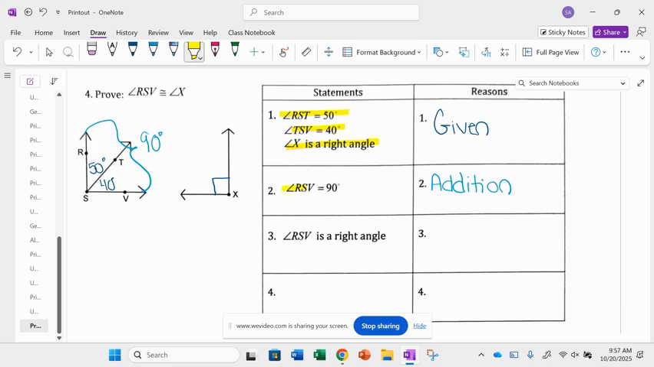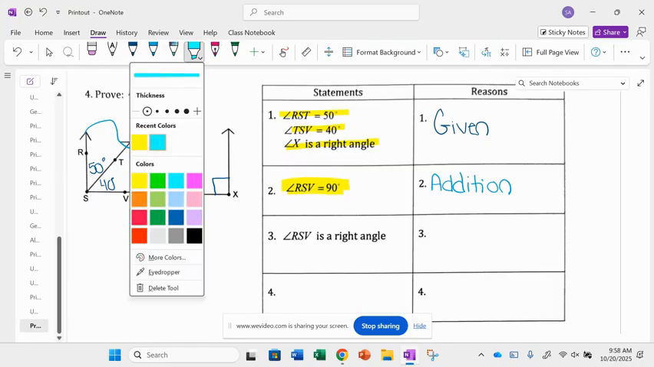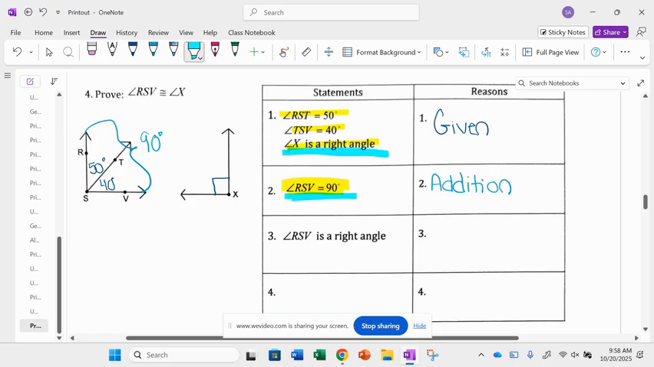So here we have RSV. Actually, let me change my highlighting color. We have RSV is 90, and here it says angle X is a right angle. Do we know that angle RSV and angle X are congruent? Because we know that a right angle and 90 degrees mean the same thing. The reader doesn't know that. The reader sees that they're both written in different formats. The reader sees, well, angle X is right and angle RSV is 90. That doesn't look the same to me. The reader doesn't understand. So we have to tell the reader.